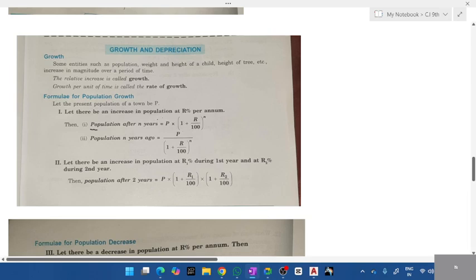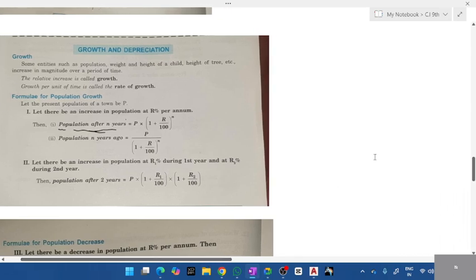Look at this, students. Population after n years. What do you mean by after? Is it forward or backward? After meaning forward, right? So look at this. I'll explain like this.